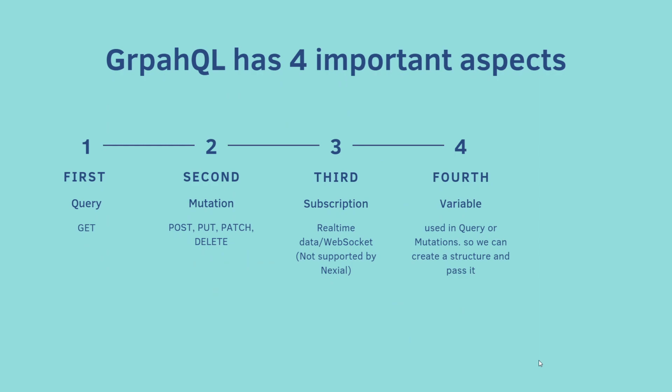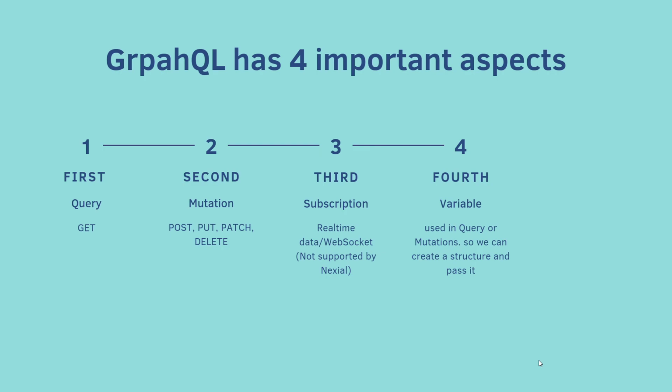The first is query, a simple form of a query where you will get the information. The second aspect is mutation. In mutation you will have put, post, patch, delete types of requests. Third is subscription, where you deal with real-time data and WebSocket services, which is currently not supported by Next.js. And the fourth one is variable.